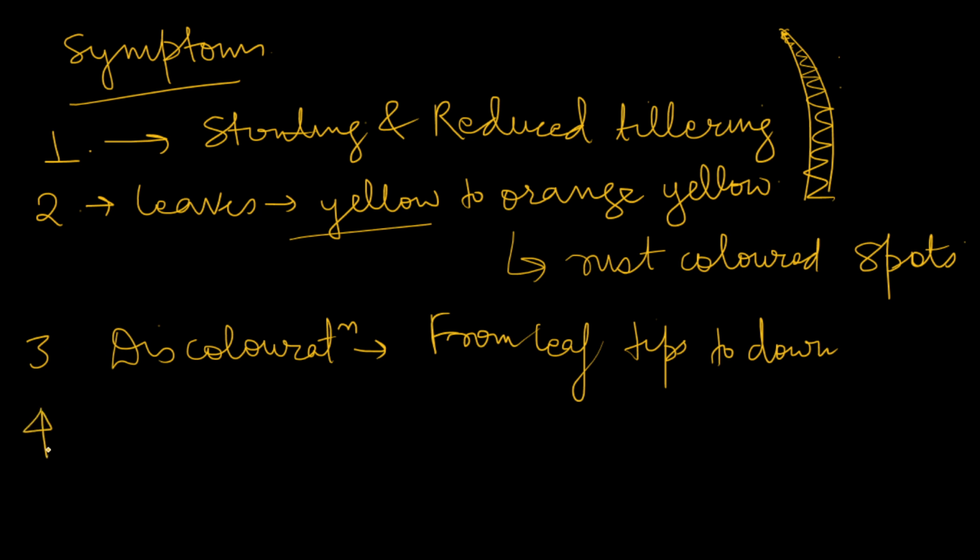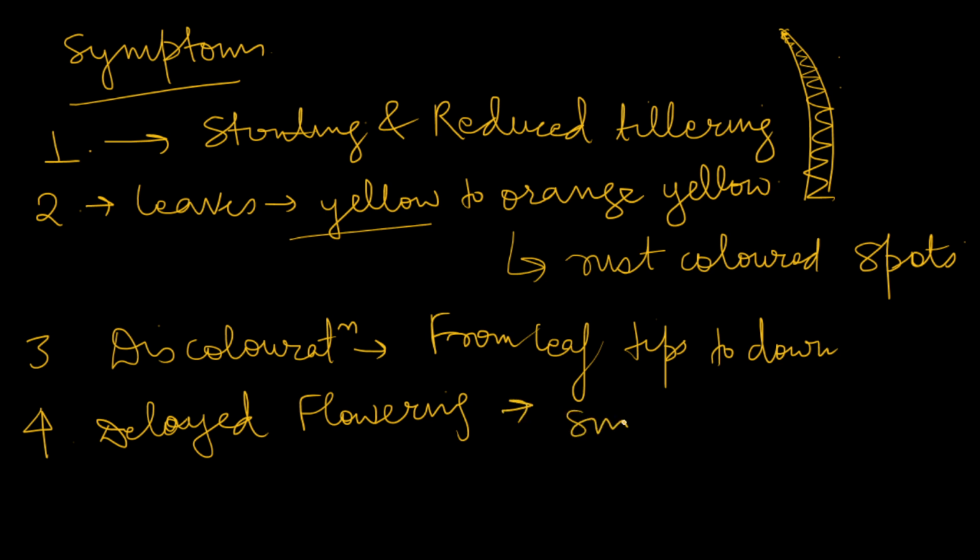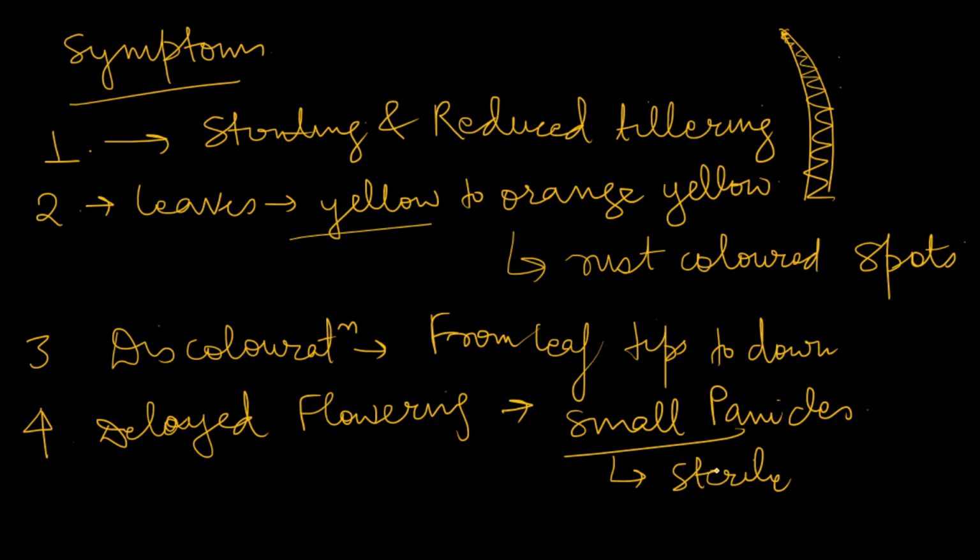Secondly, you will see delayed flowering. The flowering in the plant will be delayed, and you will see that the panicles will also be very small. And not only small, these panicles become sterile. So that is one of the problems which the plant faces during the vegetative phase.